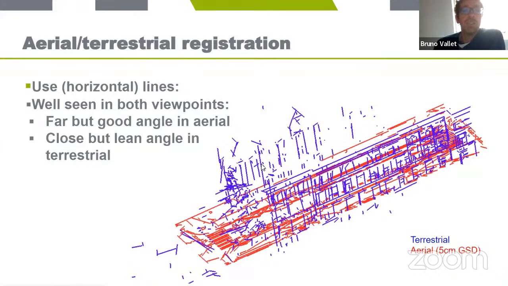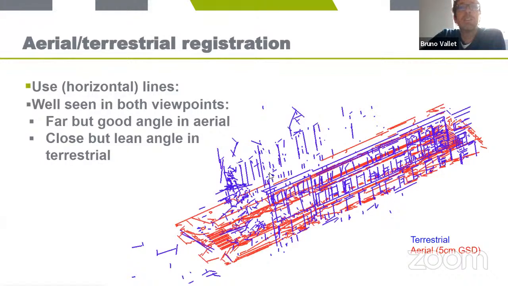And it appears that this methodology was also applicable to registering aerial and terrestrial images. So here we see in blue images extracted from a terrestrial acquisition, so images acquired by the mobile mapping system I presented earlier. And we also had aerial images, with a good ground sample distance of 5 centimeters.